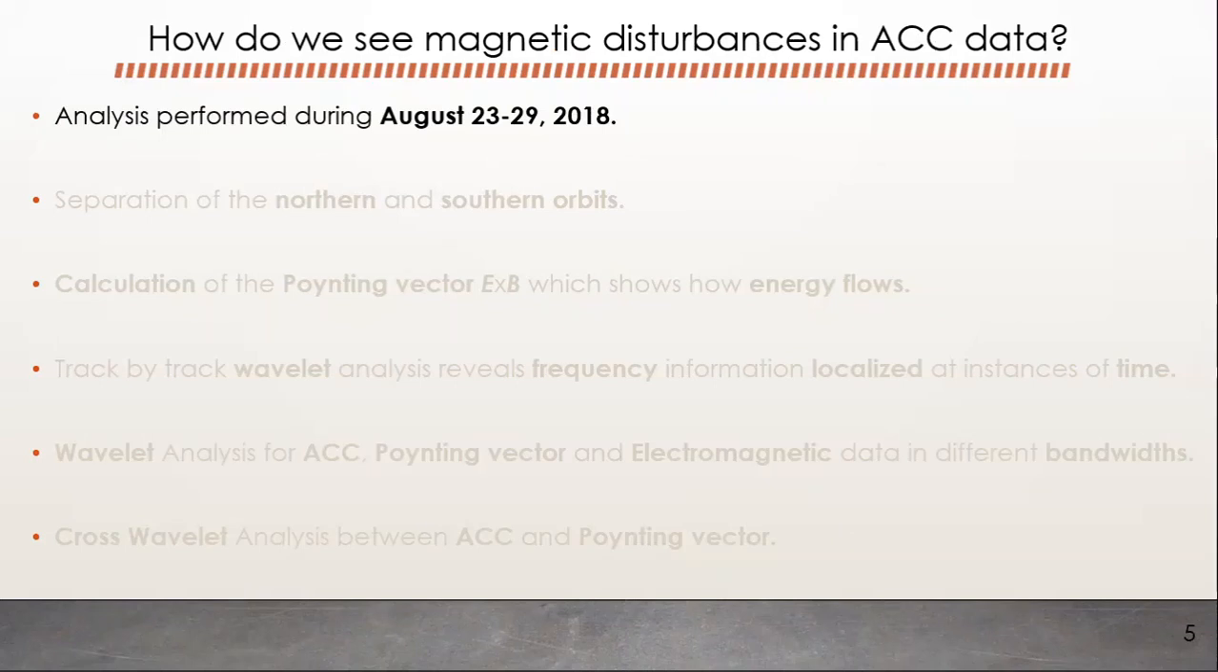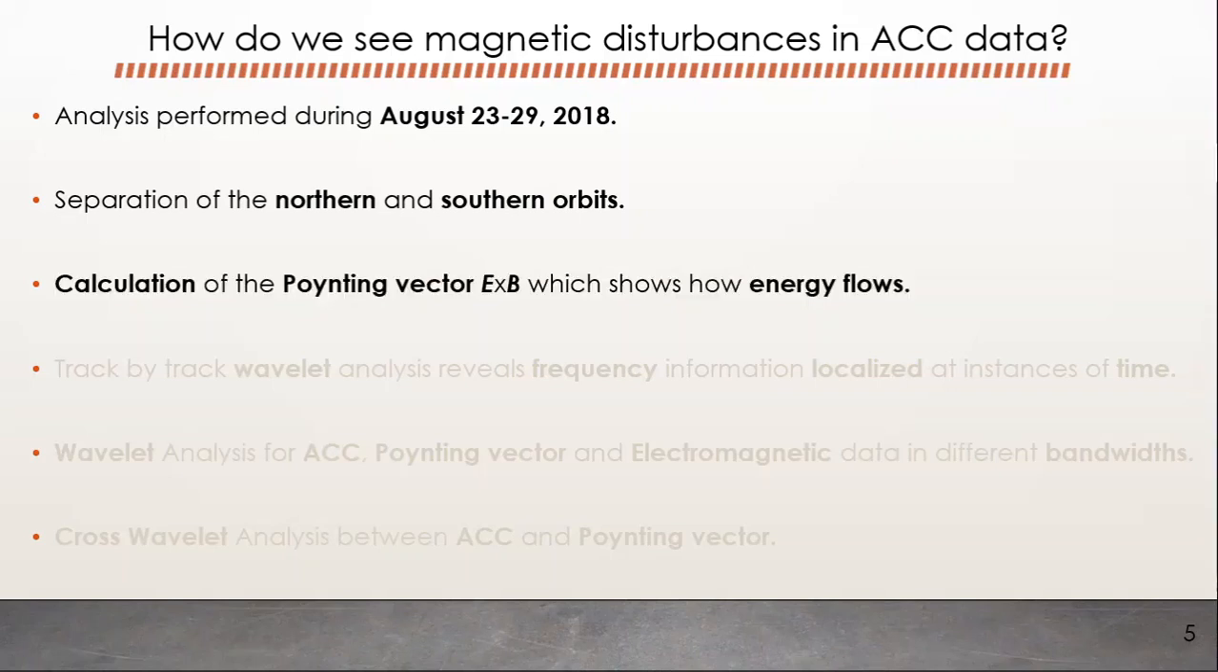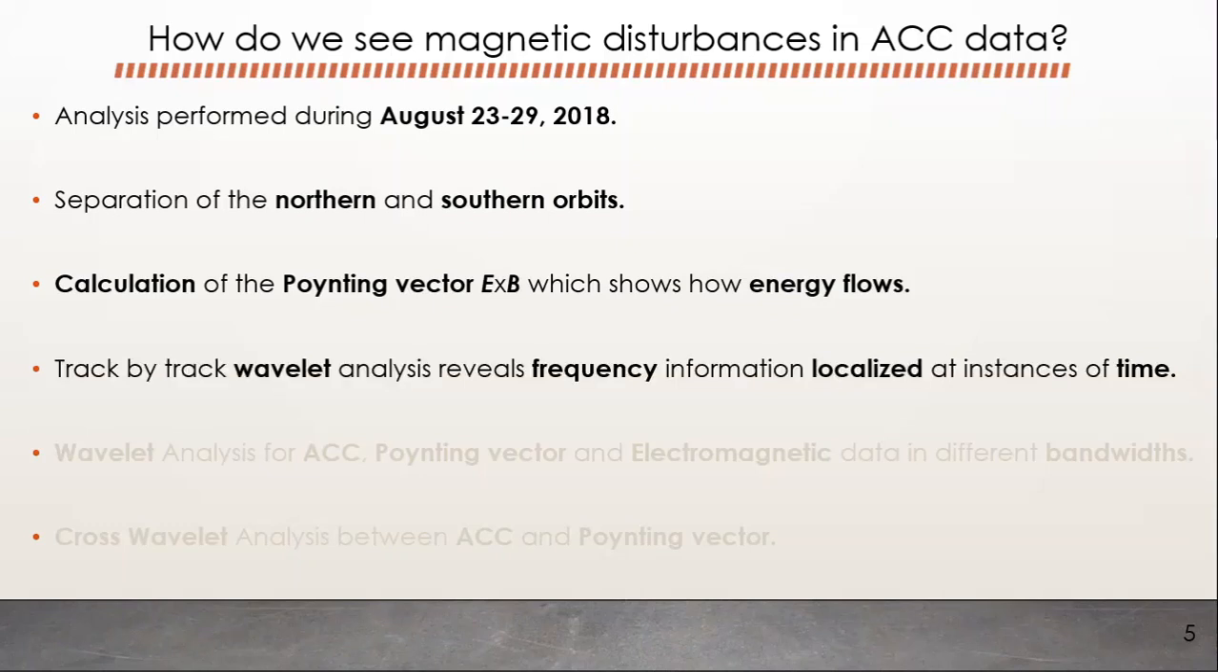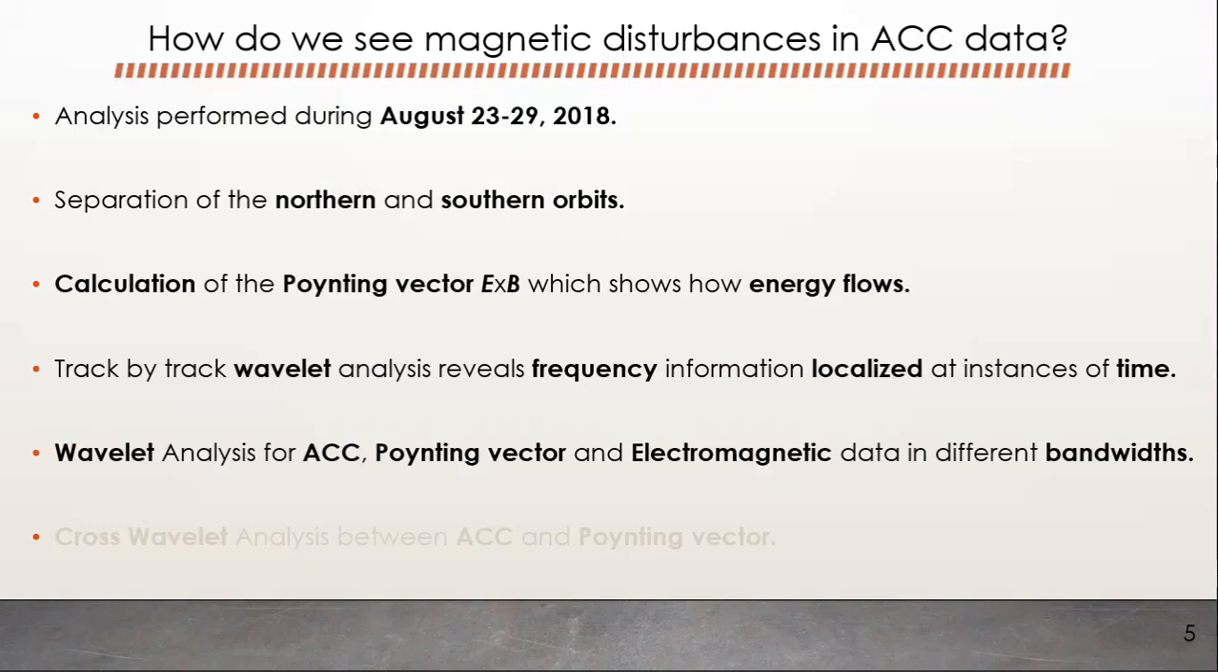We performed the analysis from August 23rd to 29th to understand the geomagnetic effect on quiet and storm days. As SWARM's electromagnetic data in mid-latitudes show significant complications, we separated polar northern and polar southern hemispheric tracks. From SWARM's data products, we calculated a pointing vector showing the flow of electromagnetic field energy. To understand signal frequency information localized in time, we performed a rigorous track-by-track wavelet analysis on SWARM's ACC, pointing vector, and electromagnetic data in different bandwidths of interest. Based on what we saw in the wavelet analysis, the cross-wavelet analysis was performed between the ACC and the pointing vector to see the electromagnetic influence in the ACC disturbances by investigating coherency in the two signals.